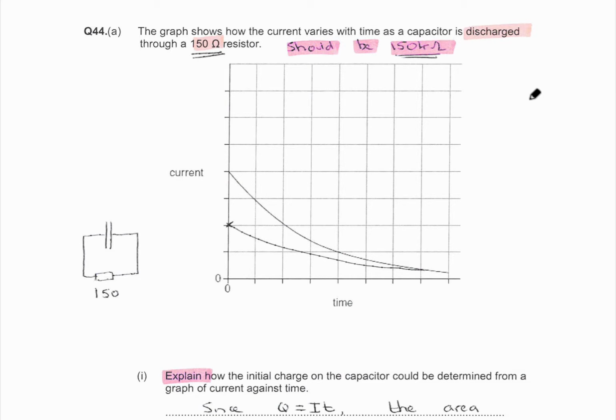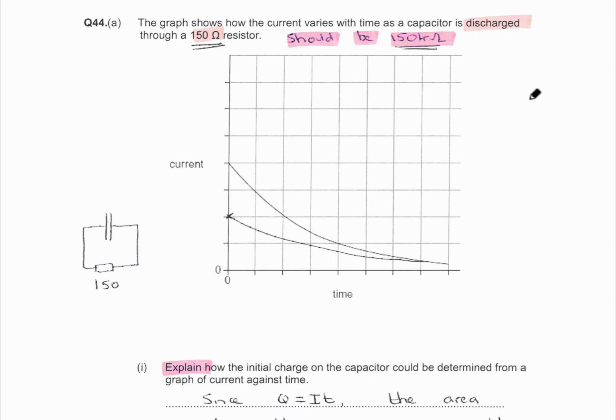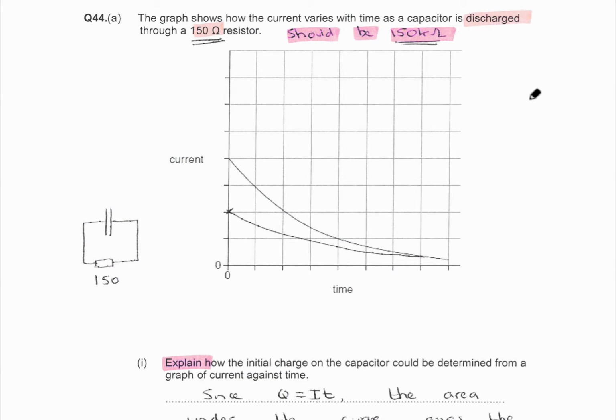So this is question number 44 of the Fields and Capacitors homework booklet. And we're starting off in question number 44 with a graph that shows how the current varies with time as a capacitor is discharged through a 150 ohm resistor. Now the first thing to say about this question is that it's a real past exam question from about, if I remember rightly, 2015.